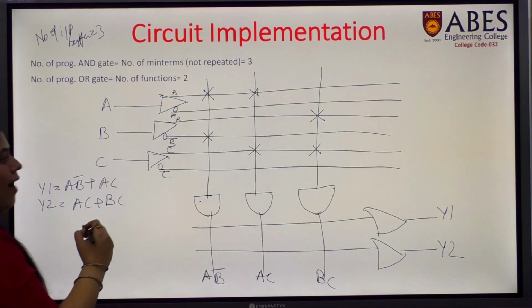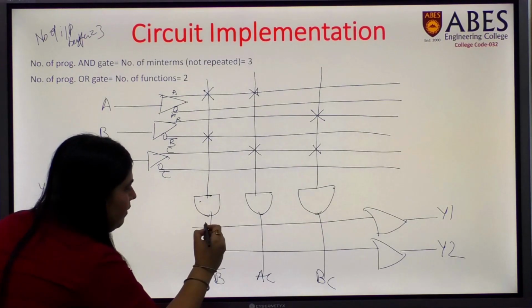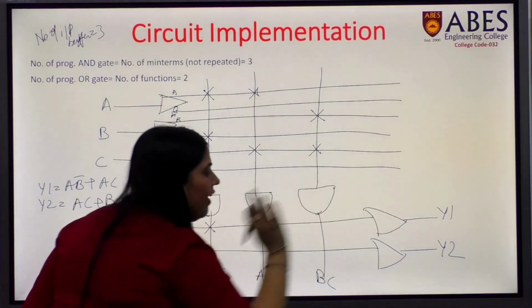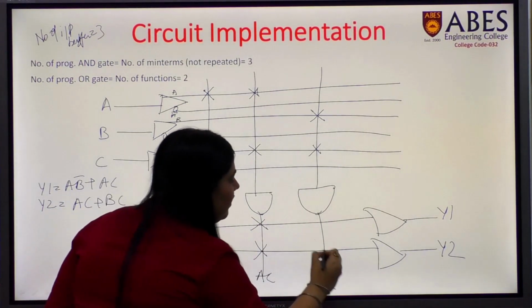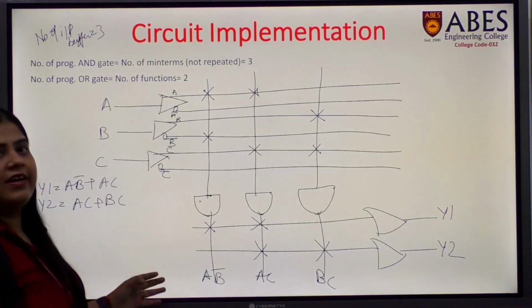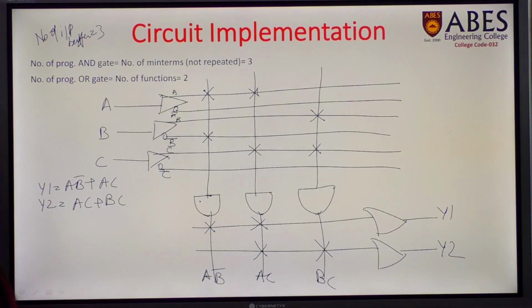now to make the output expression, AB bar plus AC. This is AB bar plus AC. You will get the Y1. For Y2, AC plus BC. You will get the Y2. So this is the final circuit implementation for our example, for which we made the truth table.